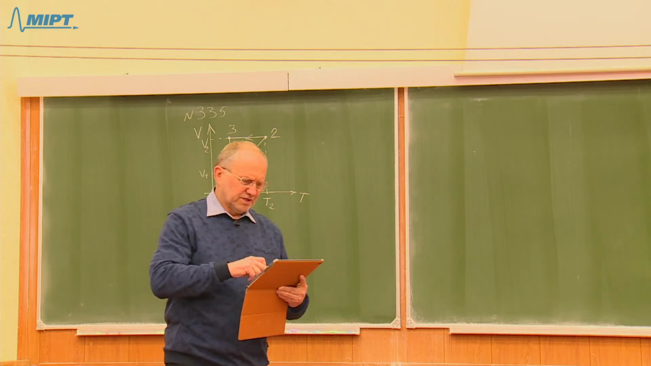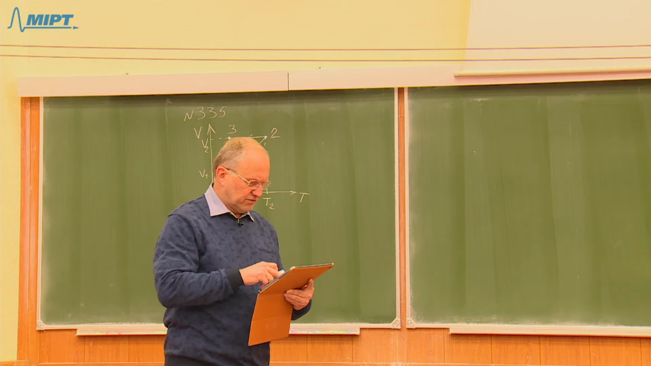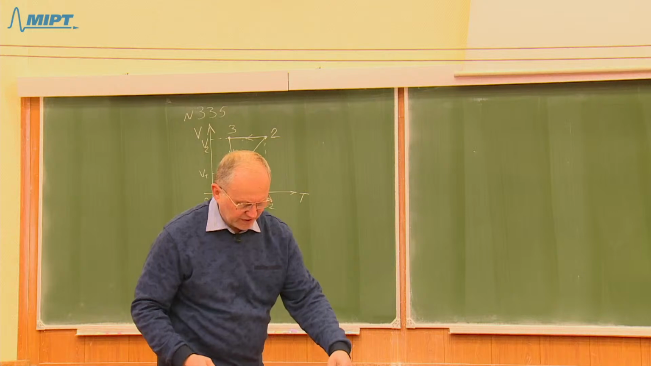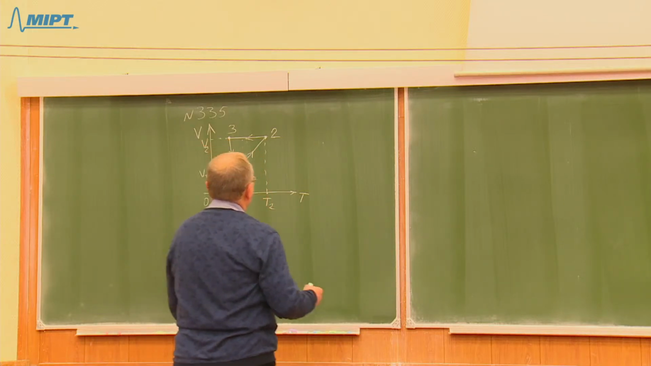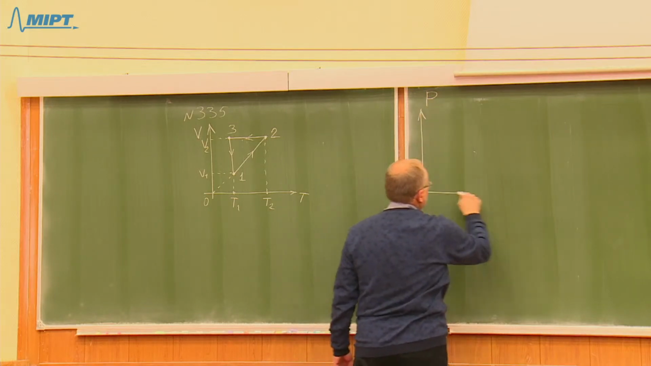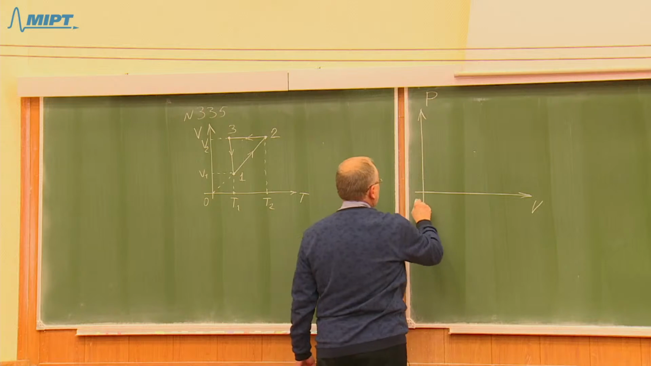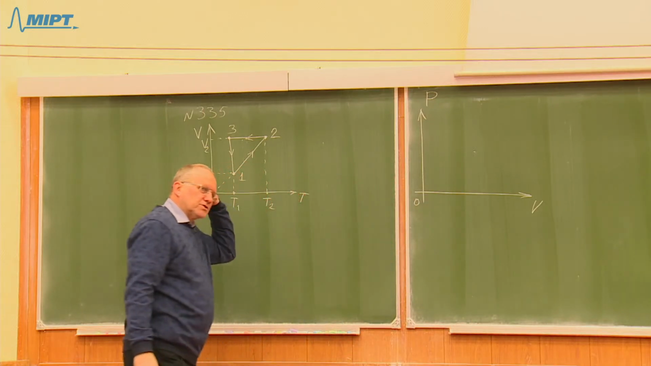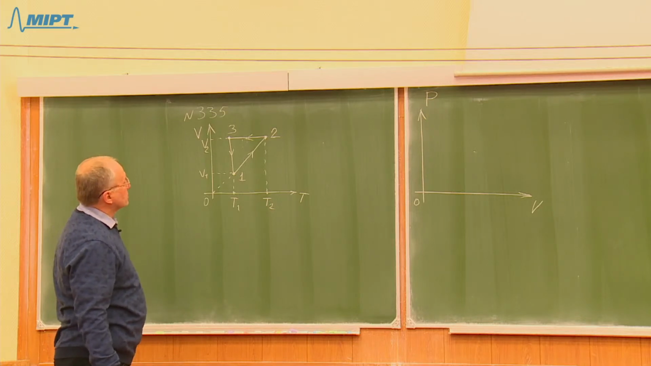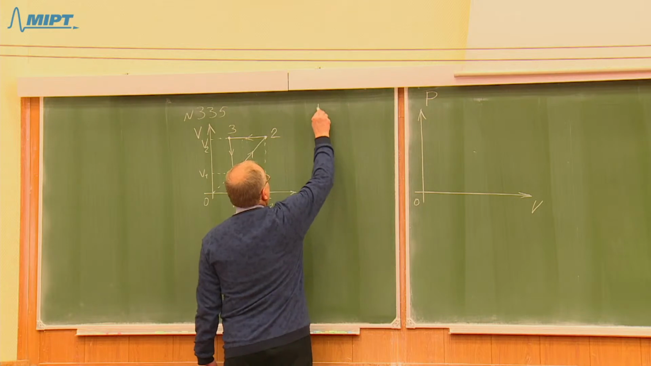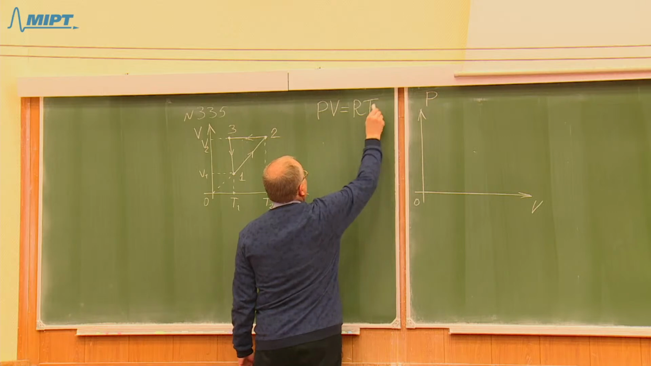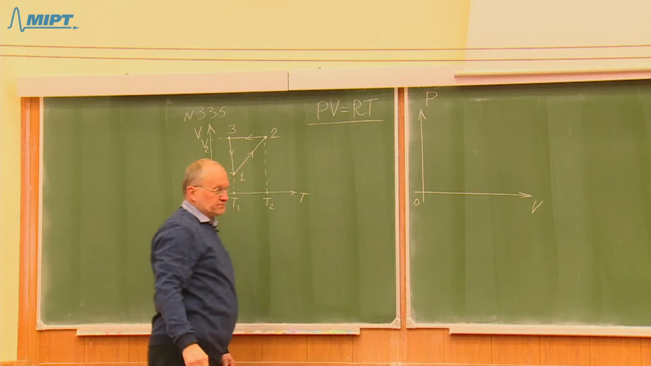In this problem, we have two different questions. First question: show the same process on the PV diagram. We have already done it. We did it last time on the PV diagram. In order to answer this question, you have to use the gas equation of an ideal gas. And I will take the equation for 1 mole.